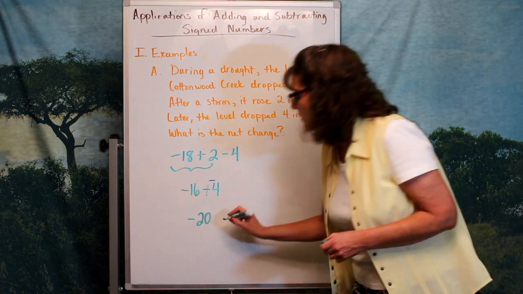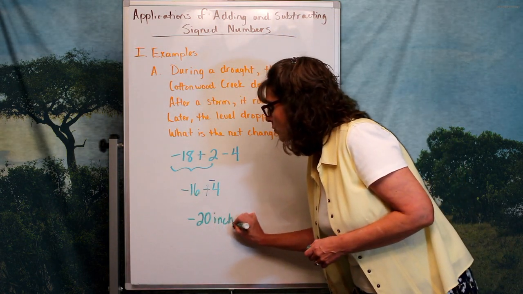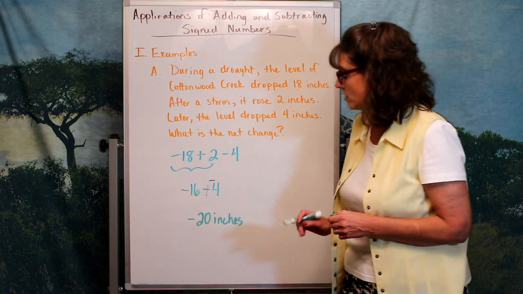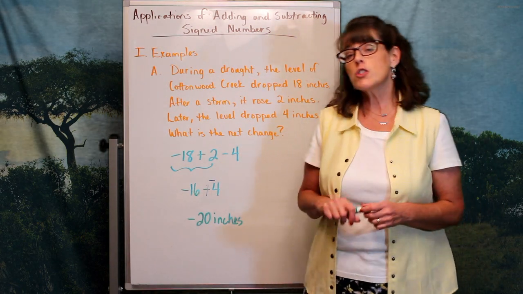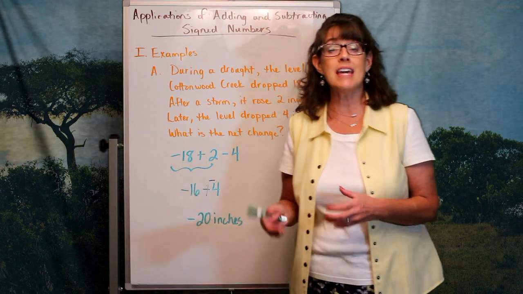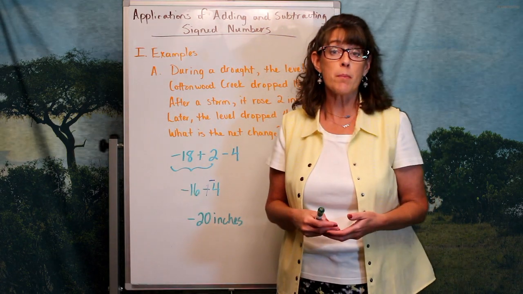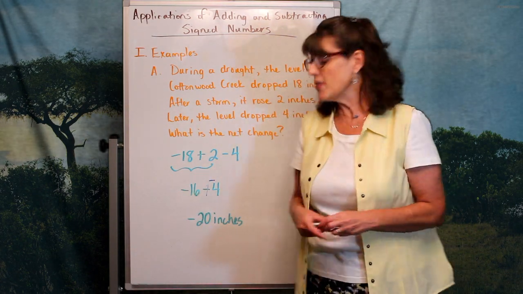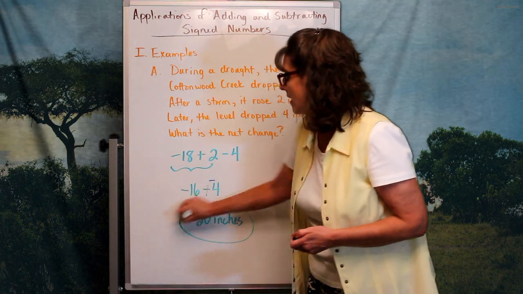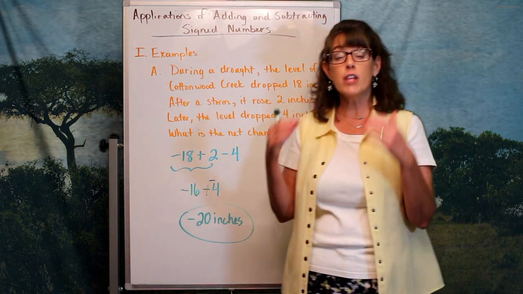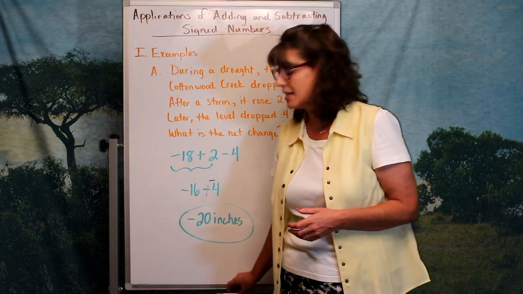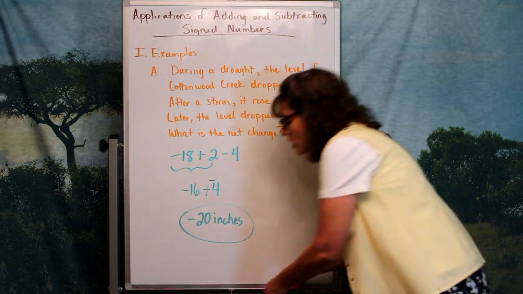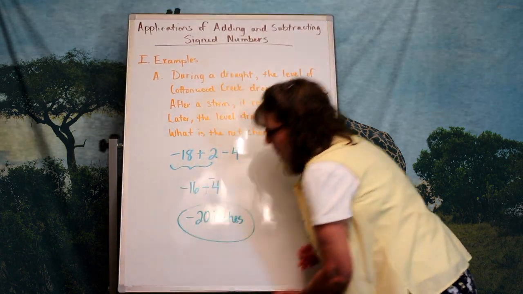Yes, inches. Remember, it's very important to include those units when you're dealing with real world situations. So this is a negative 20-inch net change. Does that indicate that we have a net rise or a net drop? Yes, a net drop. And that's the importance of including that negative in there, to show that the level of the creek is dropping as a whole, and it's dropping 20 inches. Okay, so let's take a look at another example.